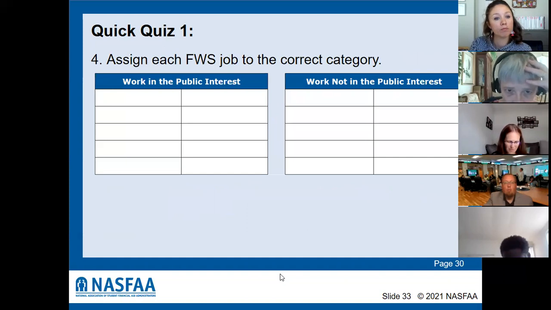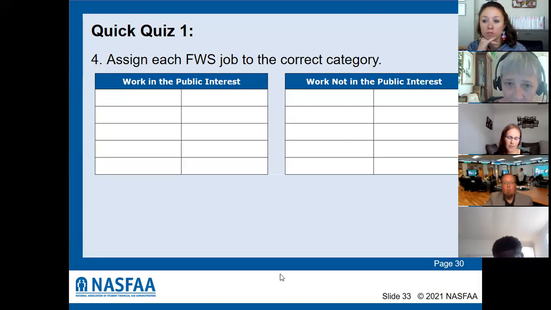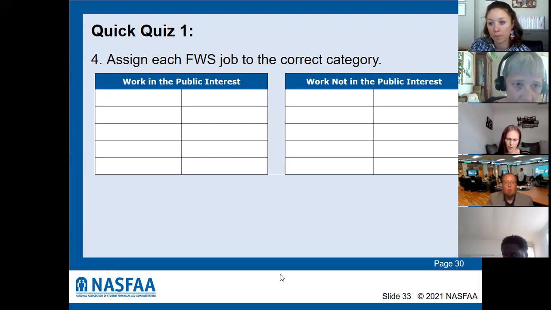Okay, so this one I threw in here. I thought this would be a little bit fun to do. I'm going to say a job, and then you are going to say if it's public interest or not in the public interest. Remember, work in the public interest is work performed for the national or community welfare rather than work performed to benefit our particular interest or group. So how about work as a political aid for an elected official?